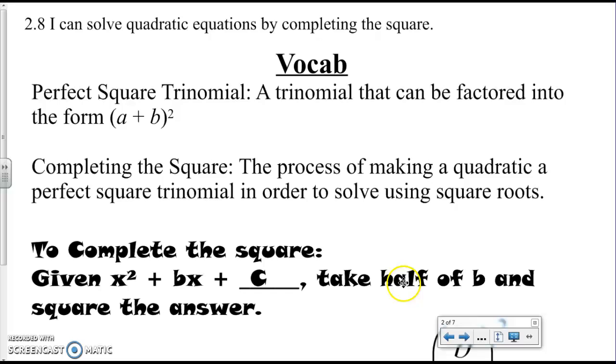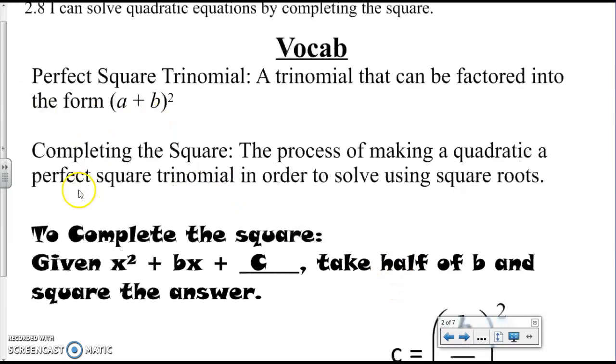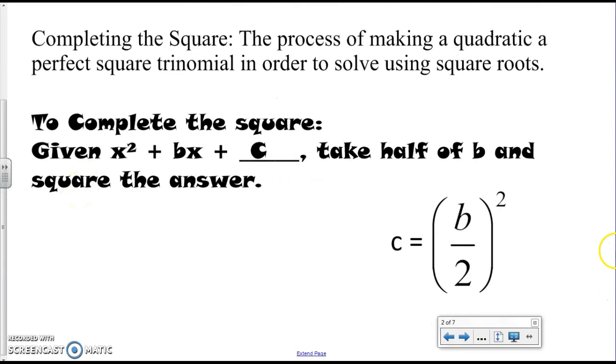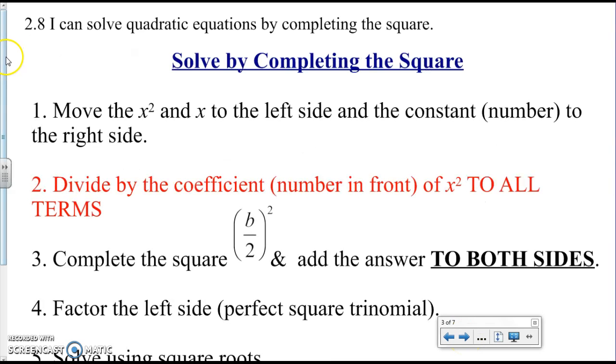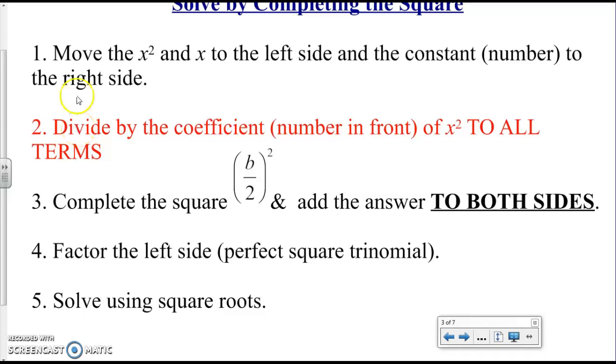Okay, so just to review from yesterday, we're trying to use the perfect square trinomial so that we can solve by using square roots. The formula you need to memorize was half of b squared. The one thing that is different today is we need to focus on the second term.